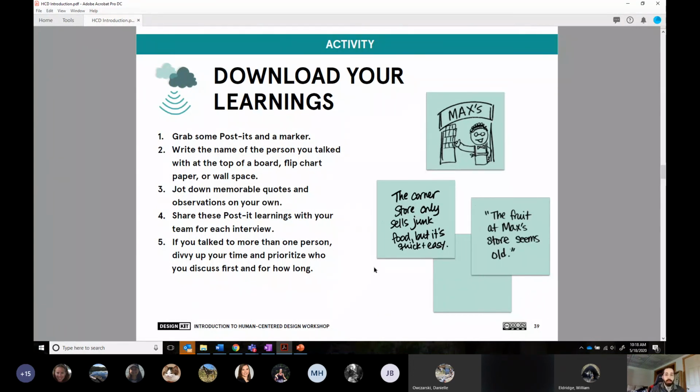So you have a lot of transcripts of conversations and a lot of sources of inspiration and a lot of research that you've done that feeds into this process. But the general process of downloading those learnings is with a bunch of sticky notes, writing down the person that you talked to, memorable quotes, everything that stood out to you from all those interactions and moments, and talk about all of them together.